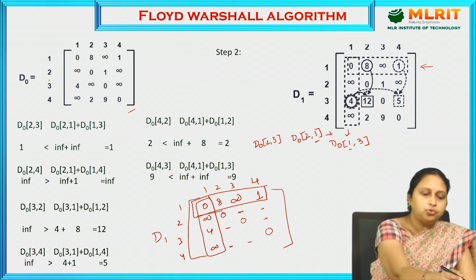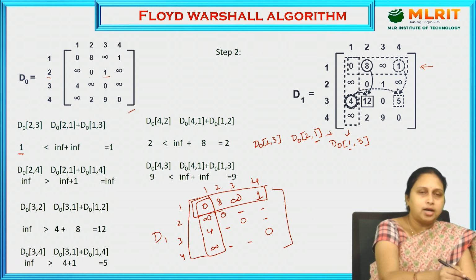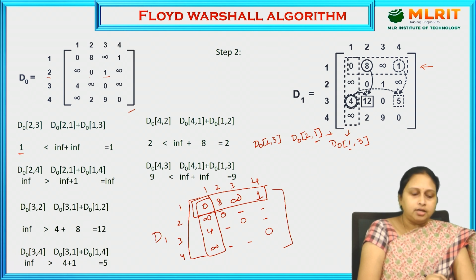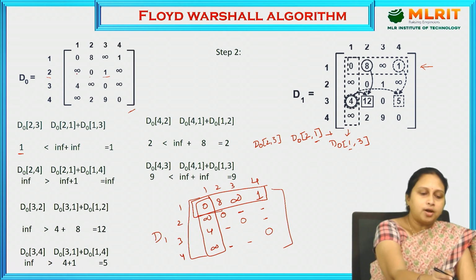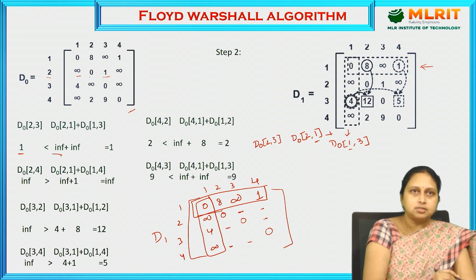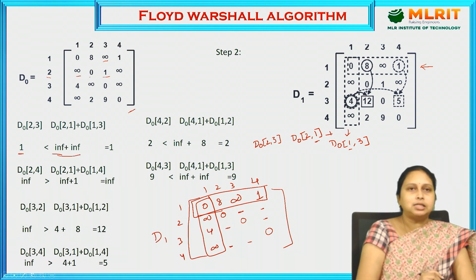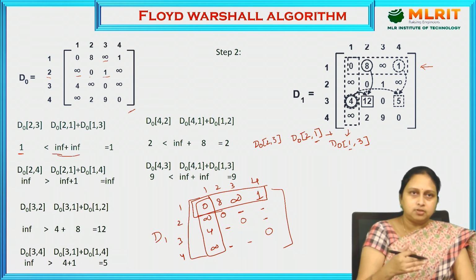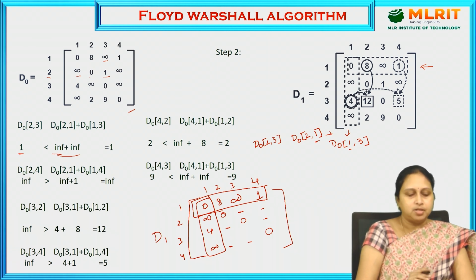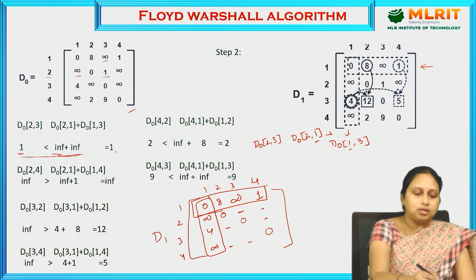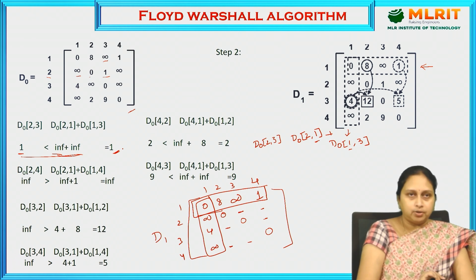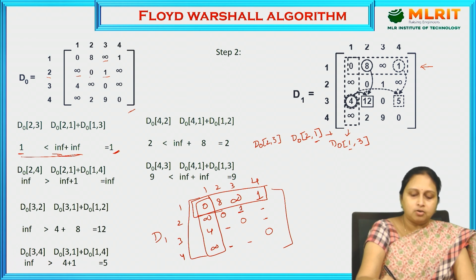What is the D0 of 2,3 value? D0 of 2,3 value is 1. Yes, 1 I have placed. Then D0 of 2,1 value is infinity, plus D0 of 1,3 value. 1,3 value is how much? Infinity. So, 1 is less than infinity. If I add infinity plus infinity, it is more value only. It is not lesser. So, 1 less than infinity is nothing but 1. That is the minimum value you are going to get, right? 1 is going to be placed in this position. Here we are going to get 1 value.